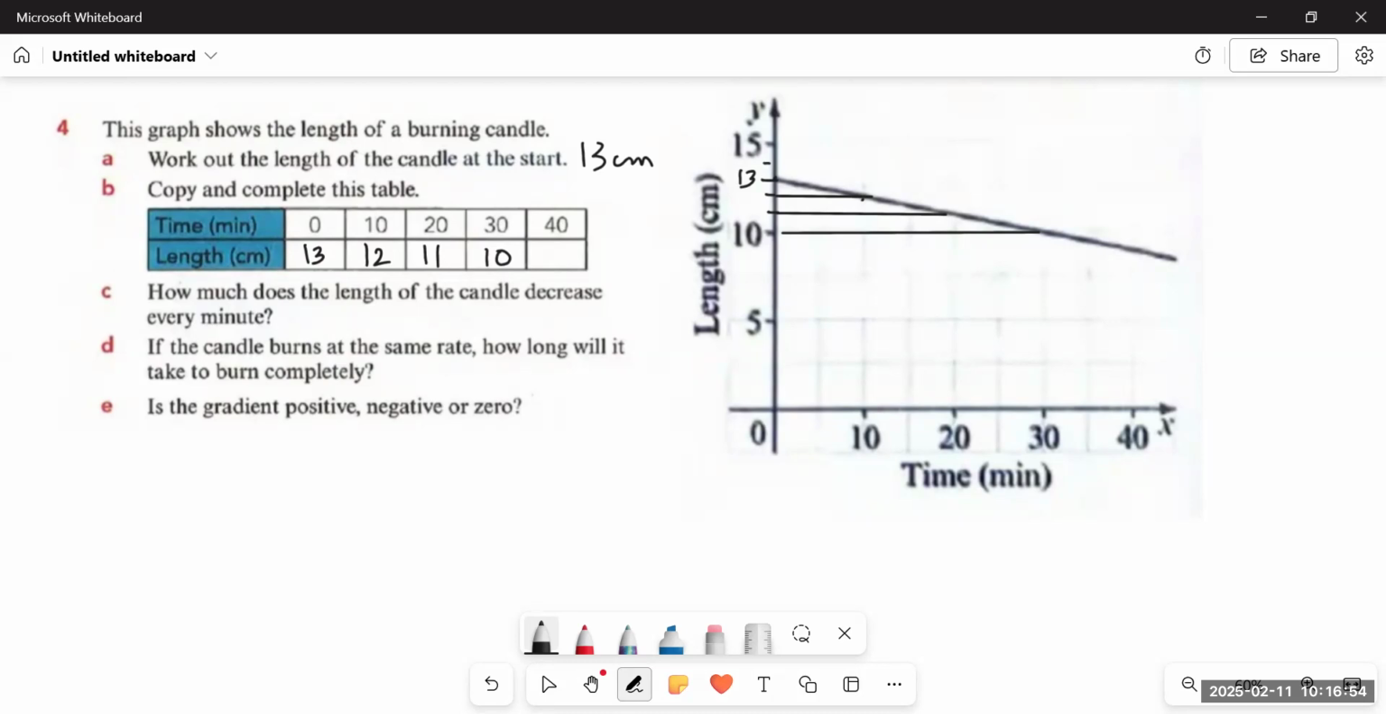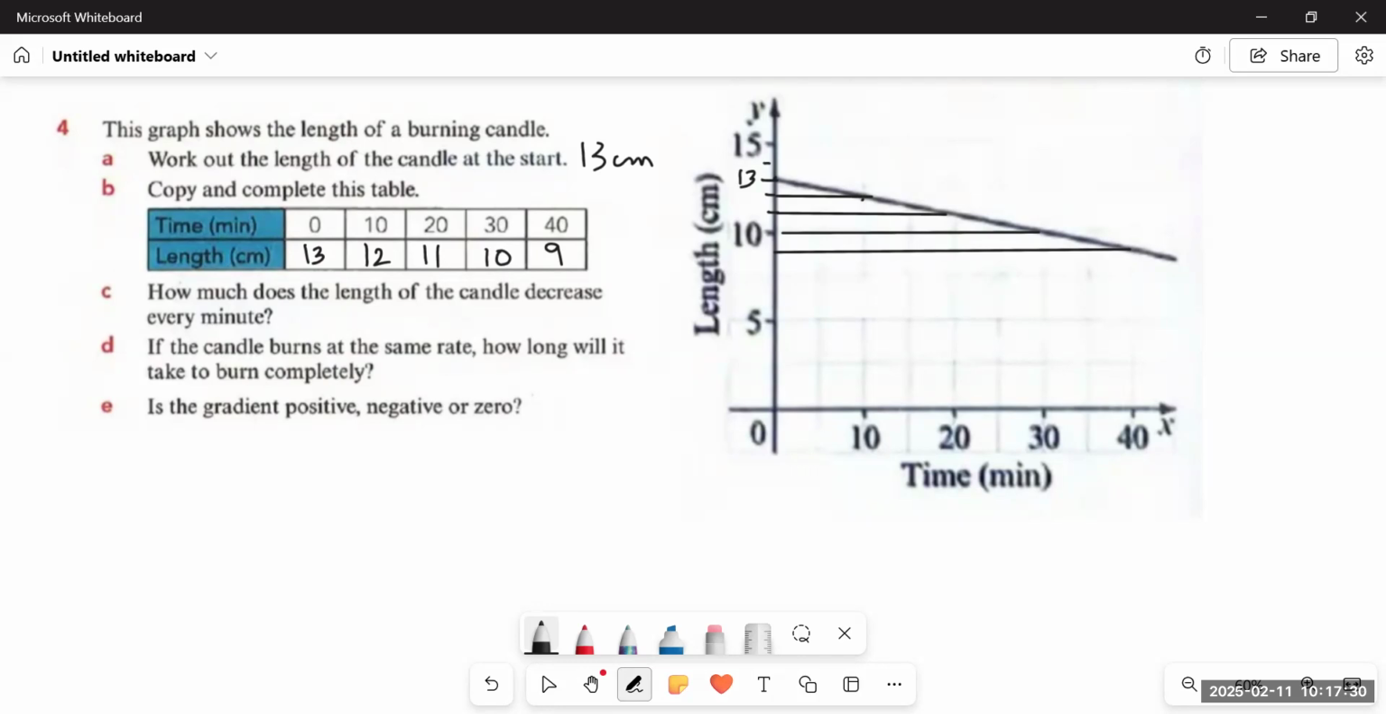If we look closely, we'll figure out that from 0 to 10 minutes, the length reduced by only 1 centimeter. Then from 10 to 20 minutes, the length was reduced from 12 centimeters to 11 centimeters. That is, it has been again reduced by 1 centimeter. So we can conclude that after every 10 minutes, the candle is reduced by 1 centimeter. So after 40 minutes, it would have been 9 centimeters.